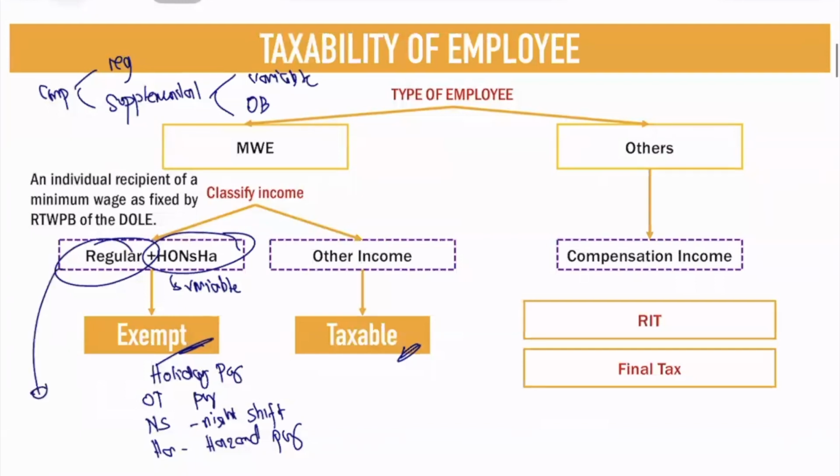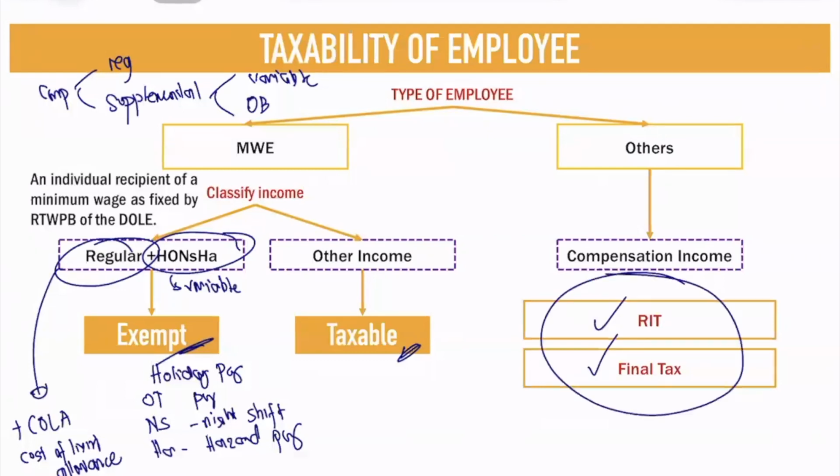And by the way, whenever we talk about regular, you already add there the COLA. COLA is the cost of living allowance. So if ever it is given a cost of living allowance, it is already considered exempt and included as part of that compensation. But other income, it is considered taxable. How about if other employee? If that is an other employee not considered as MWE, then the whole compensation income is subject to either RIT or final tax. And you already learned a while back when are RIT and when final tax.